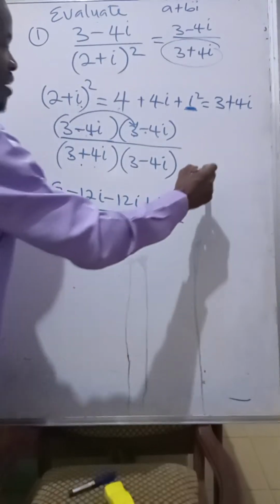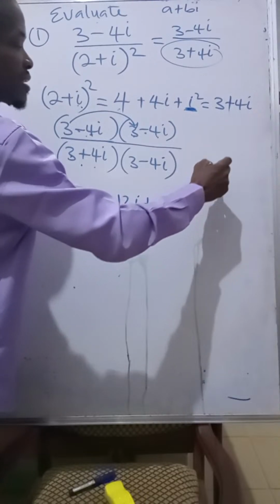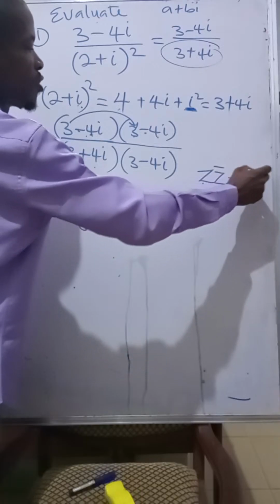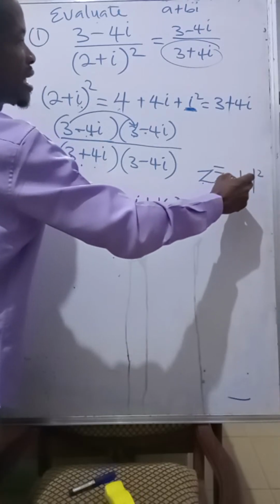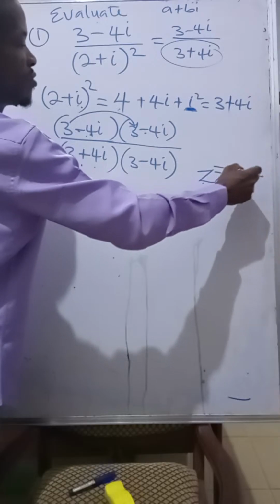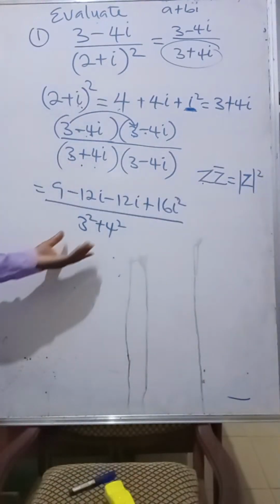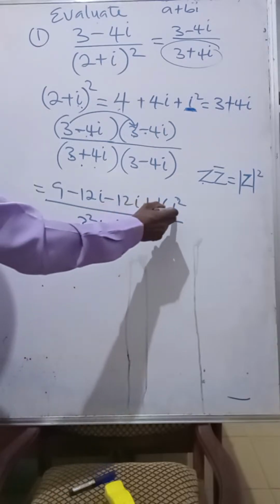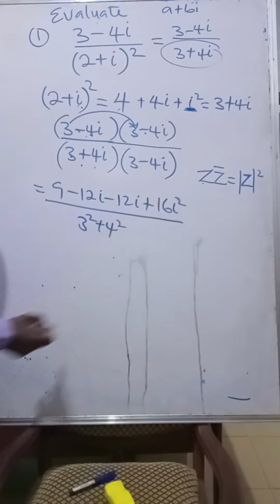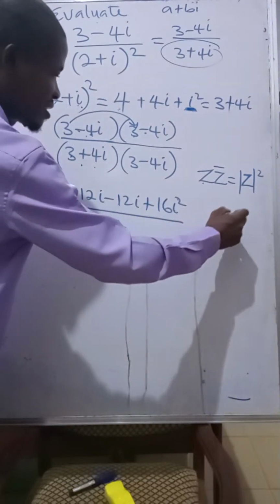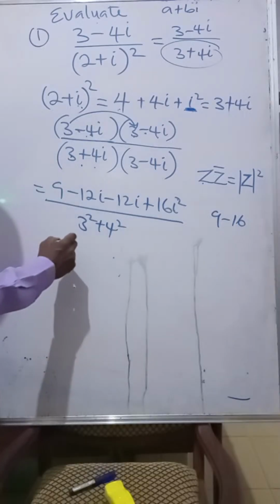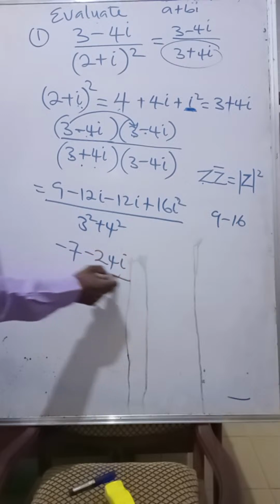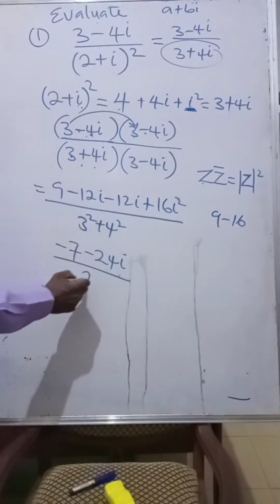I've said it that whenever you have a complex number times its conjugate, it's going to give you the square of the absolute value of that complex number. And that's what we apply in this place. So this one: i squared is minus 1, so that will be 9 minus 16, that's minus 7, and then minus 24i, all over 16 plus 9, that's 25.